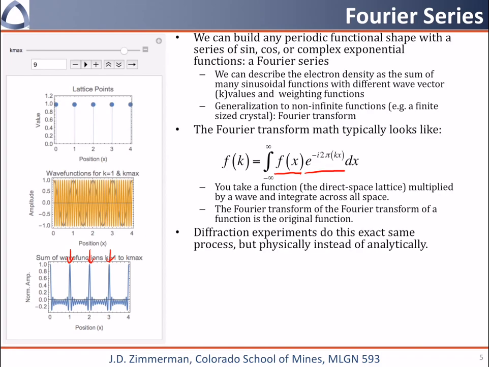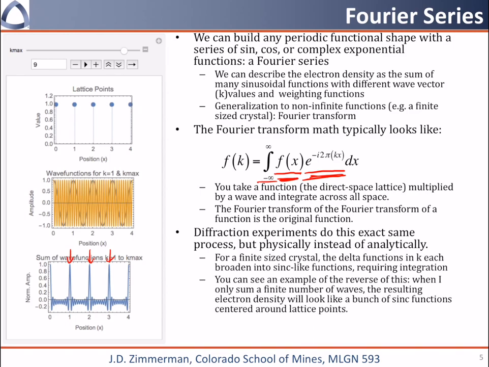One of the cool things is that we can do this process physically. And the way we physically do this is a diffraction experiment. So if we take a lattice and we send in a wave and we look at how that wave scatters off all of these different lattice points in all of space, we're essentially integrating across all space. And so what we have is a real space function for the crystal, and you have a wave that you send in, and then you integrate it across all of space. So you're actually taking the Fourier transform of the crystal.